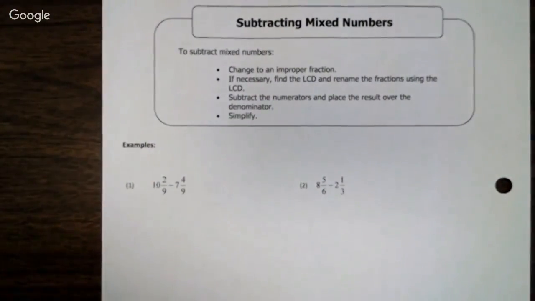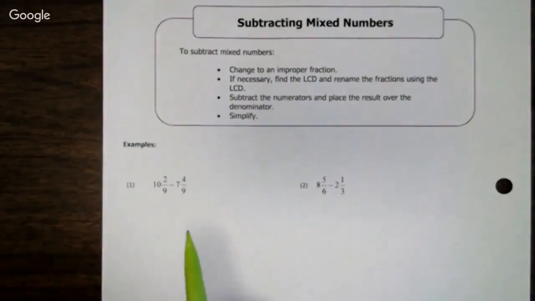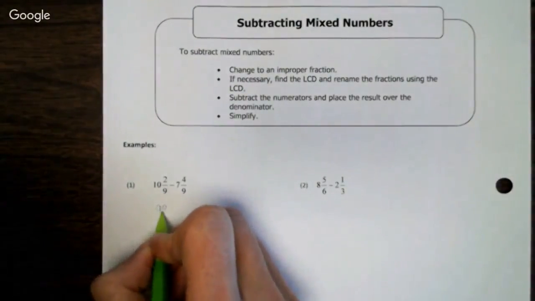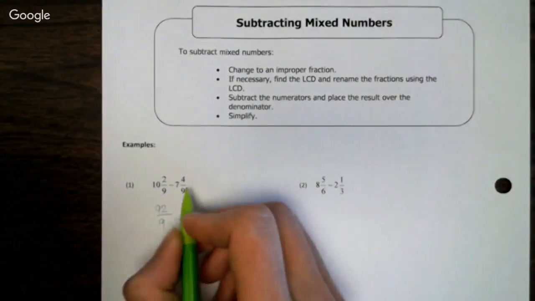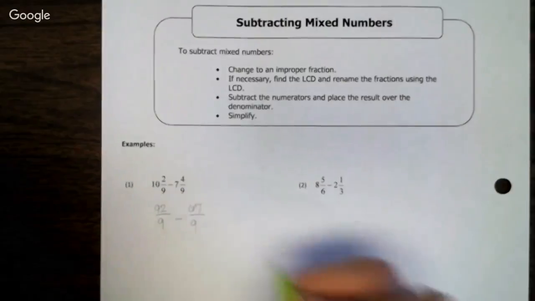All right, last couple examples are mixed numbers. Let's start with the first one. Just like yesterday, we are going to make these into improper fractions before I start subtracting. So this is going to be 92/9. 9 times 7 is 63, plus 4 is 67/9.